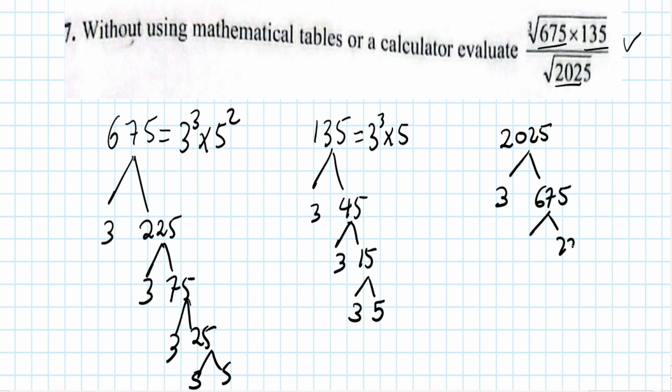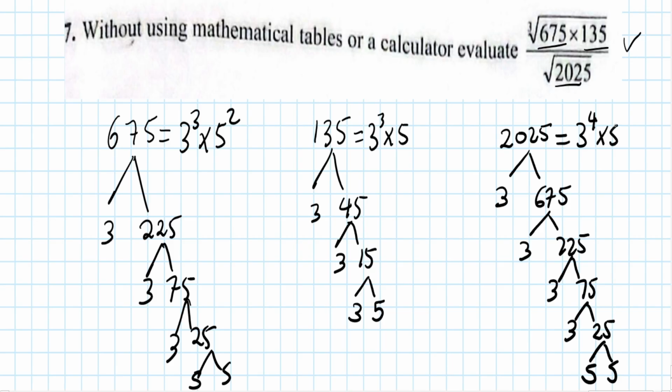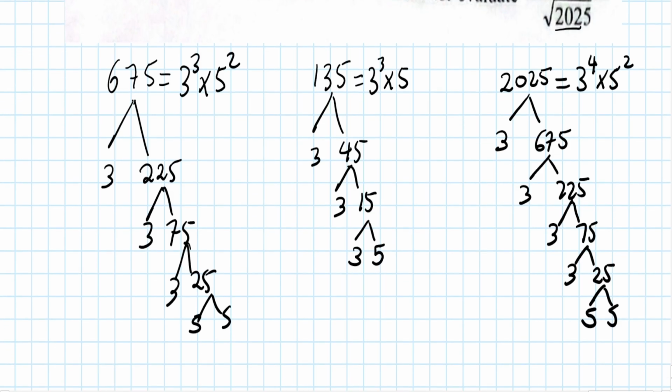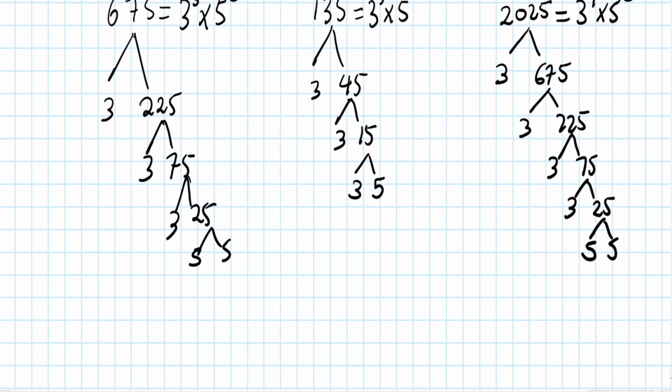And then divide by 3 again. So if you divide by 3, it's going to give you 75. Okay, 75 divided by 3 is going to give you 25, and then divide by 5 and 5. So this one is going to give you 3 power 4 times 5 squared. So then how are you going to write this?